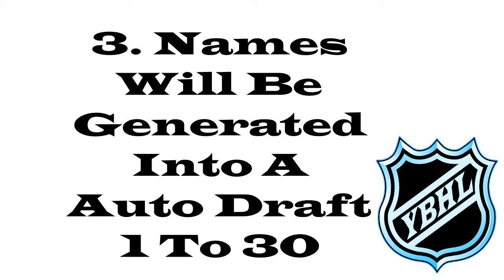Third, the names will be taken and then randomly generated. Again, not a number generator, but like a name generator. So we're going to take the names, put them into a generator, and this will make a draft order from 1 to 30. And yeah, I'll make a video when I do it, so it'll be very clear who is what.